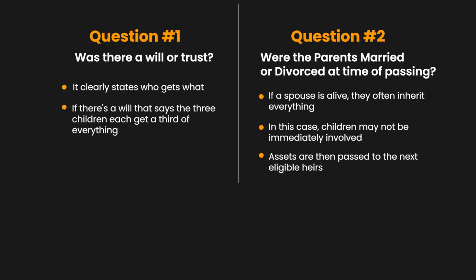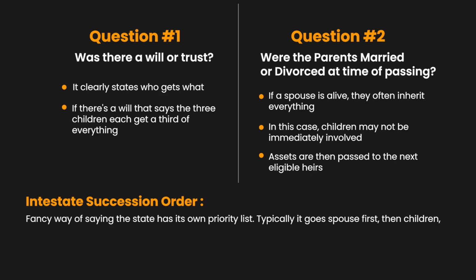But if the case is otherwise, whether by divorce or by both spouses passing, that single unit no longer exists. Now the assets have to go somewhere else, and without a will telling them where, the state steps in and uses what's called an intestate succession order. Just a fancy way of saying the state has its own priority list. Typically, it goes spouse first, then children, then siblings or parents, depending on the state.